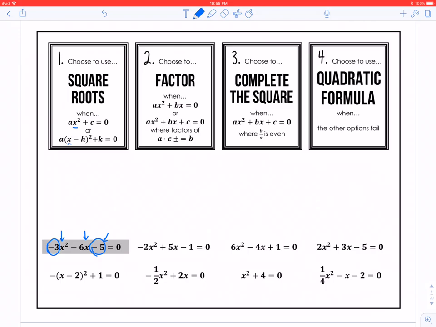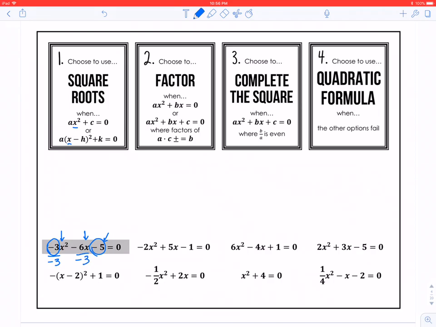Are there factors of 15 that will add, since it was positive, factors of 15 that will add to give me 6? 1 and 15, 3 and 5. Those won't add to give me 6. So I move on to option number 3, which is completing the square. And I know that I'm going to divide by my a if I'm completing the square.